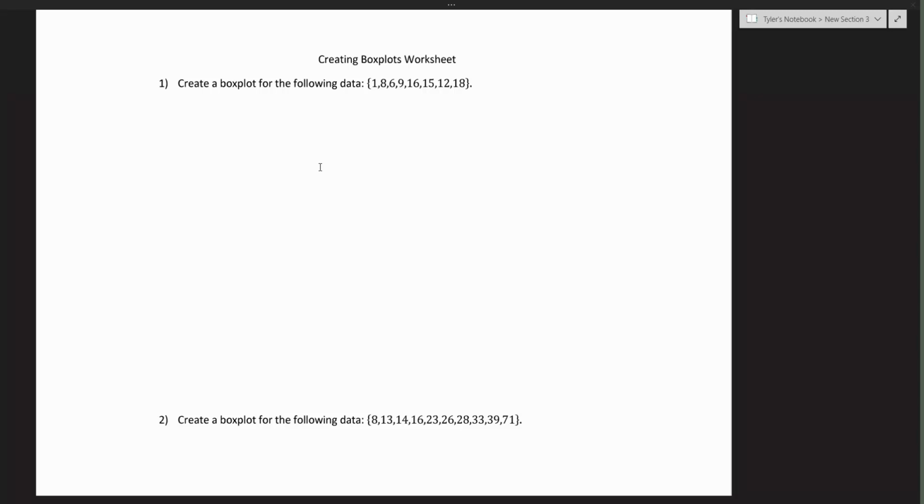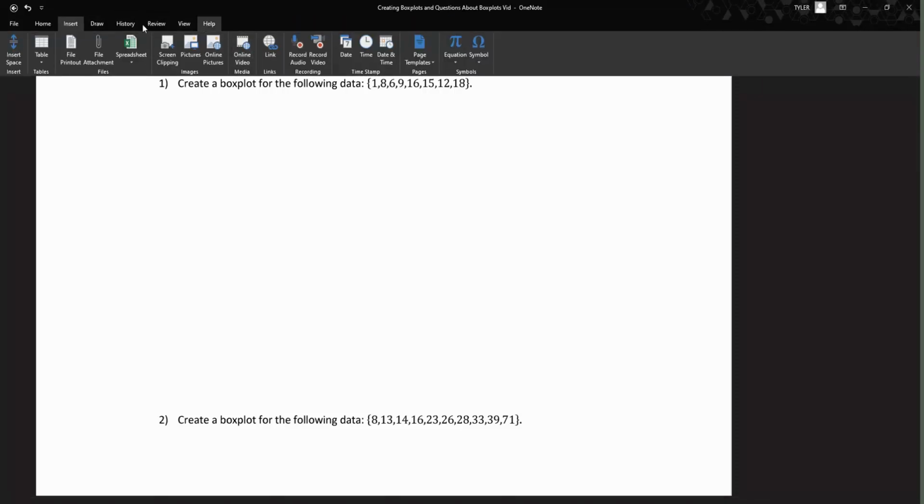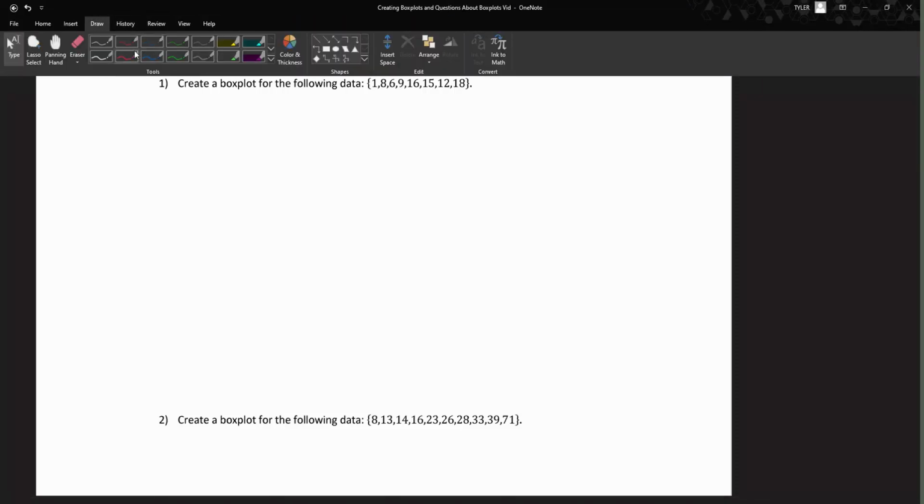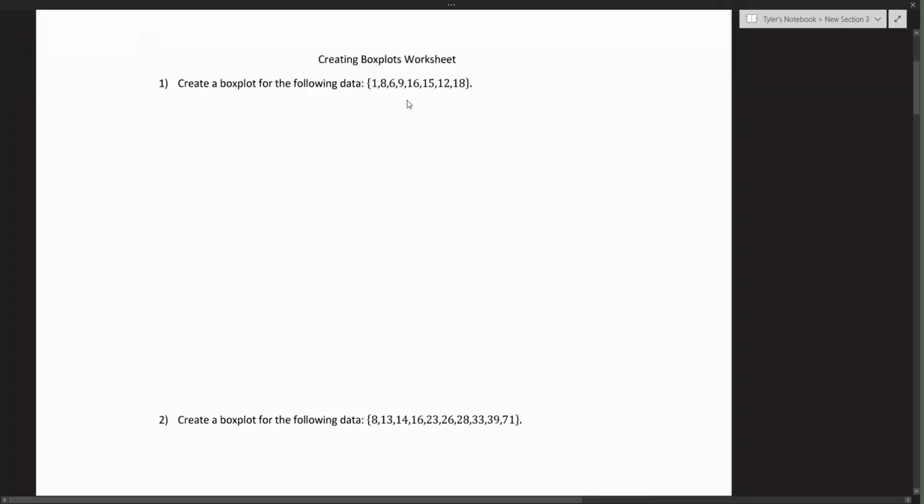in order, right? From smallest to biggest. So that's the very first thing that we want to do, is to rewrite this in order, right? So this would be 1, 6, 8, 9, 12, 15, 16, 18.